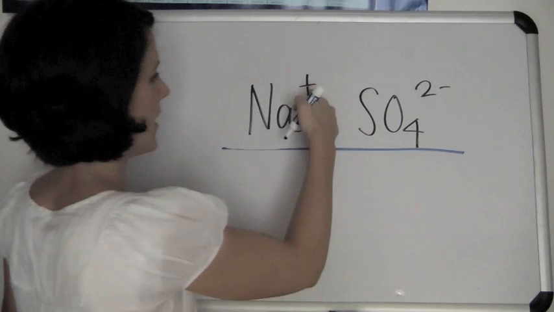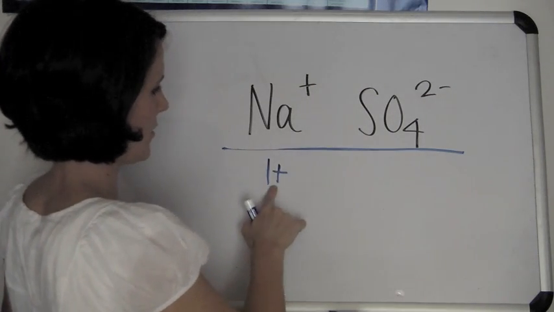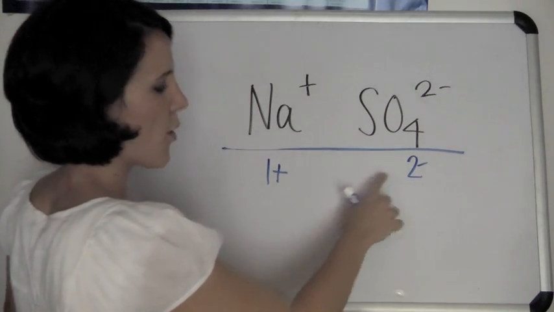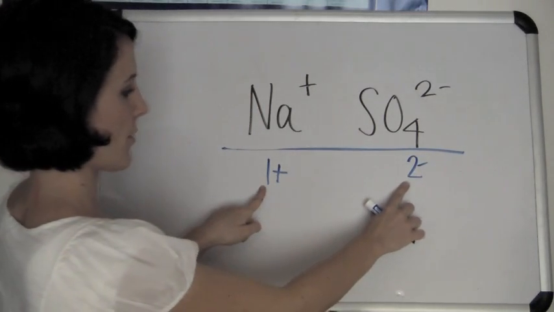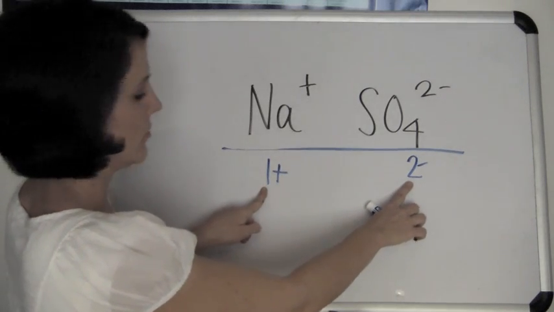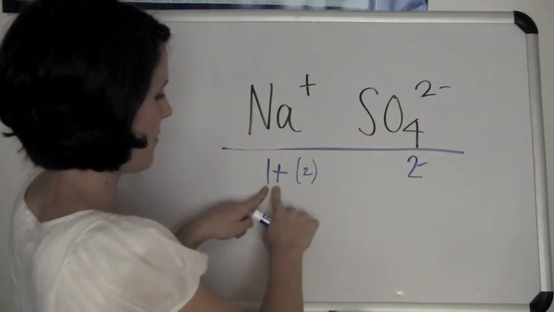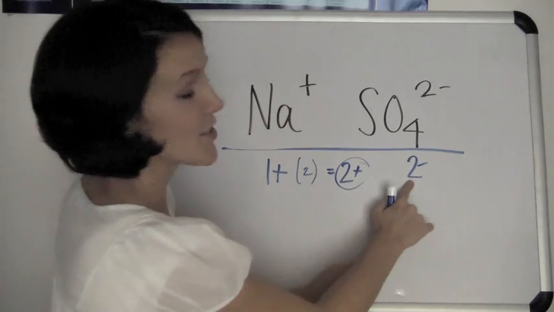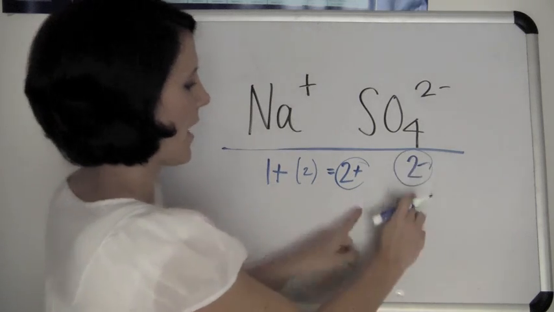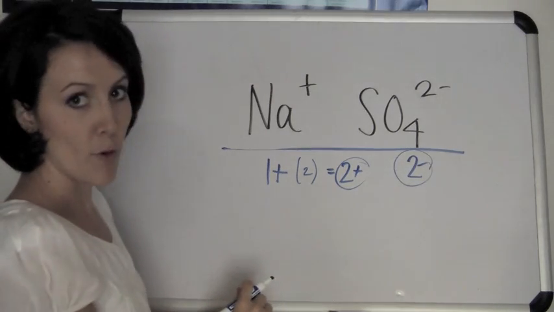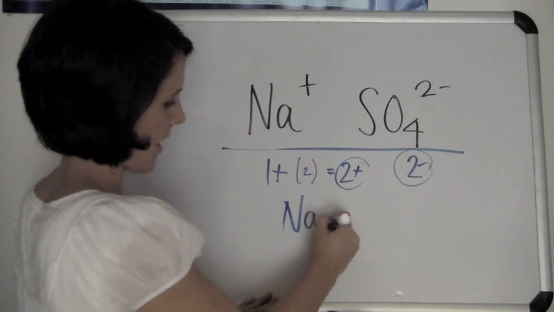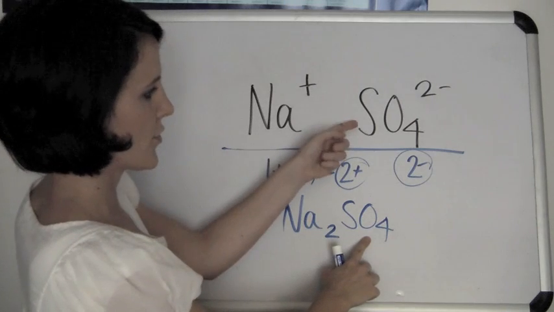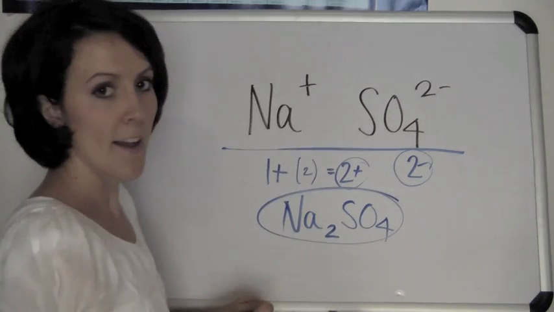Let's compare charges. I have a +1 charge for my sodium, and I have a -2 charge for my sulfate. What is the least common multiple of these two numbers? The least common multiple is 2. I'm going to multiply my +1 by 2 to give me a +2 charge. This is already a -2. That would be a net charge of 0. So what does my formula look like? I have 2 sodiums and I have 1 sulfate ion. This right here is my ionic formula.